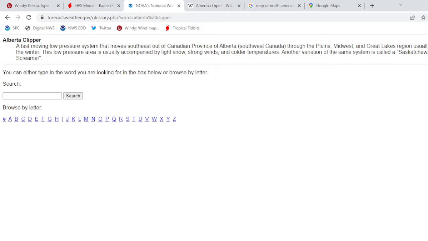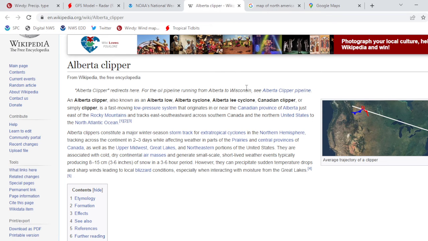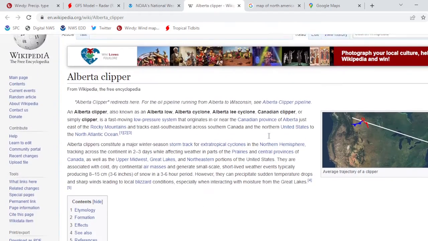And another variation of the same system is called a Saskatchewan Screamer. Okay. Me personally, I've never heard it called a Saskatchewan Screamer. It's always Alberta Clipper, or sometimes people say a Clipper. Okay. So we go over to Wikipedia. We'll see what they say.